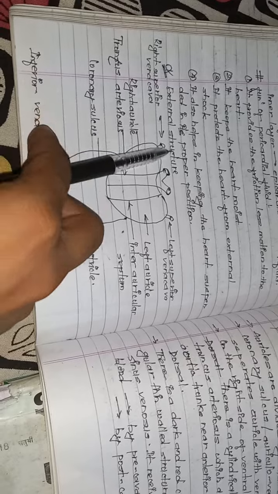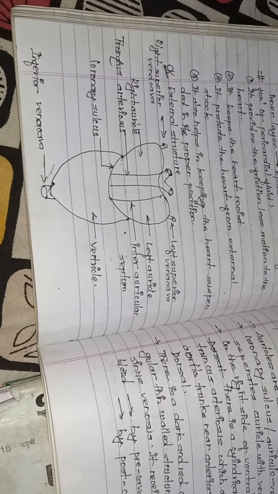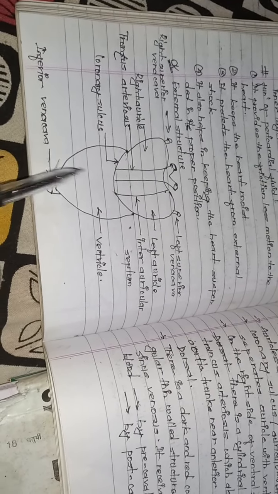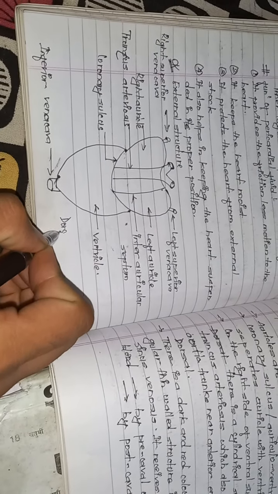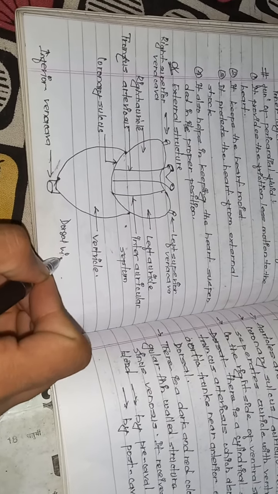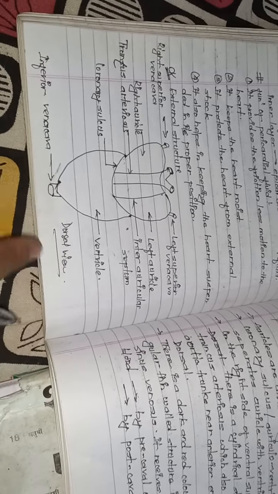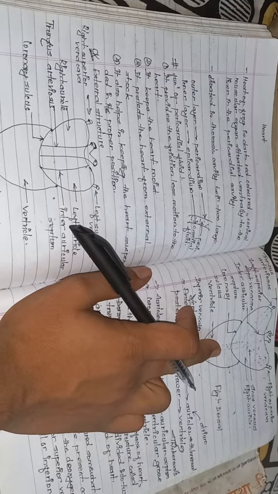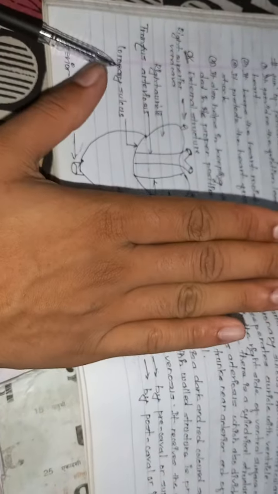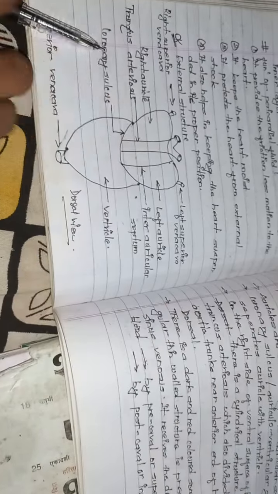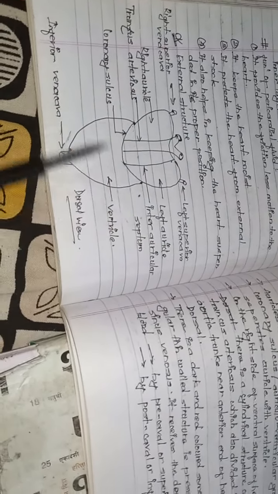Let's see about the external structure. In this external structure, this is the dorsal view. Yes, this is the dorsal view, and this is the ventral view. Let's study the dorsal view, in which the light is reflecting.